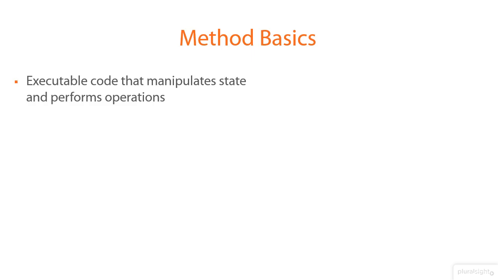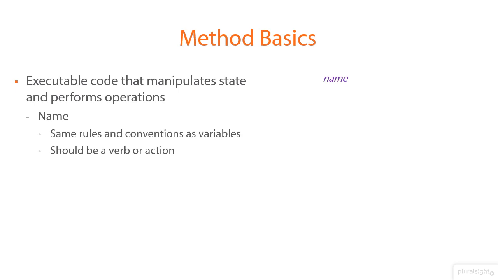Now we've mentioned that methods are basically just executable code that we can use to manipulate the state of our object and perform operations. Basically, each method has a name. Now the rules for creating method names are the same as they were with variables. One of the things we normally do from a stylistic standpoint, though, is use a verb or some kind of action statement to name our methods.